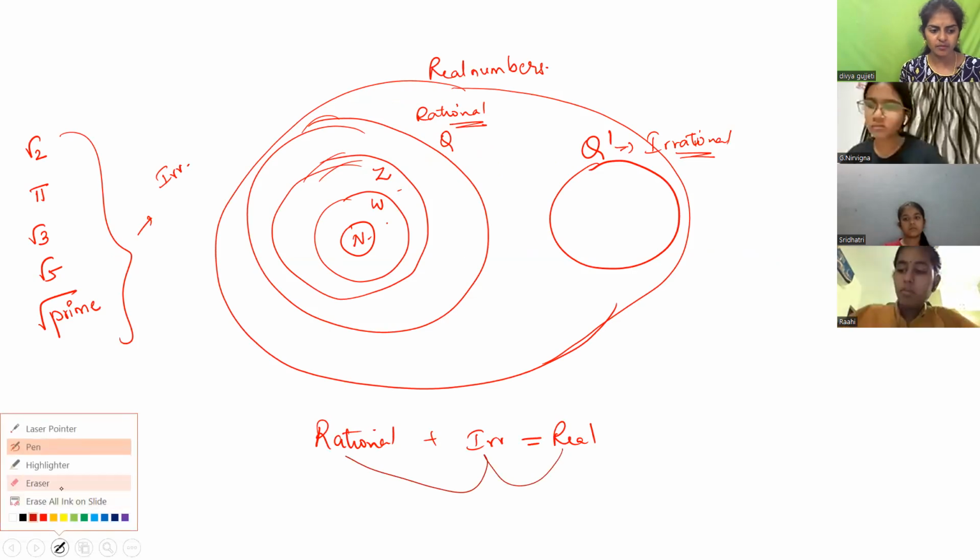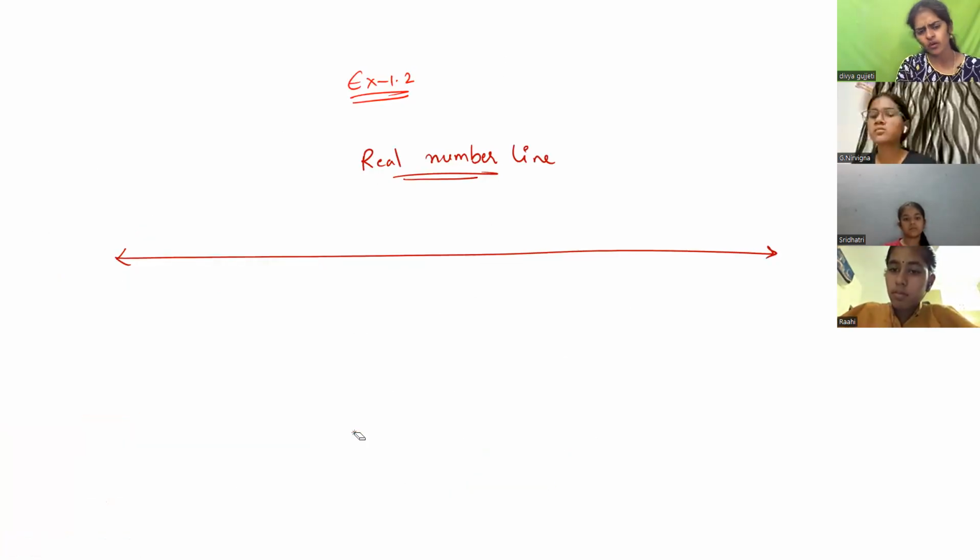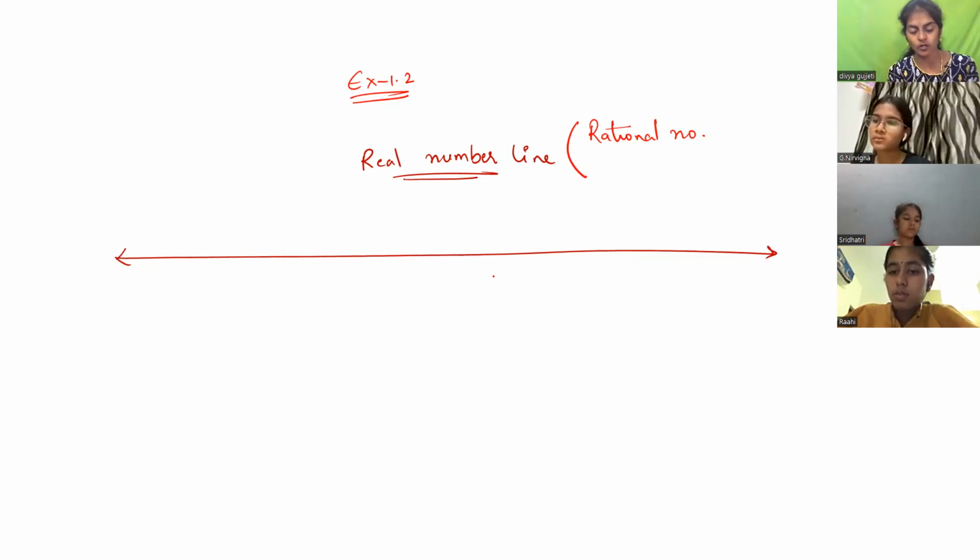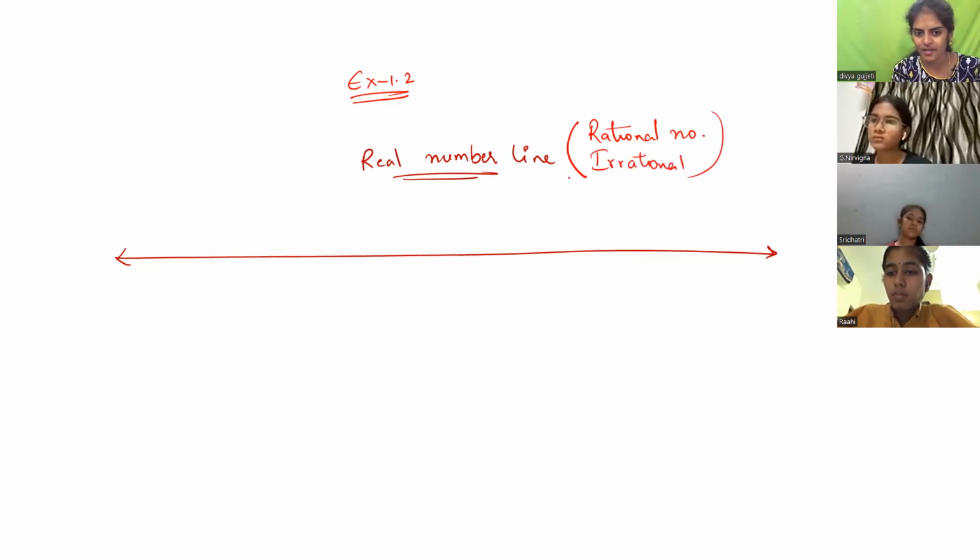So this real number line is a home for both rational and irrational. In simple terms, on this real number line you can locate any rational number, like yesterday in the examples I told you 0, 1, 2, 1 by 2, 1 by 4. Any rational number, infinite rational numbers. Irrational numbers also have a place, right? Because they are also part of the family of real numbers. The real number line has space for both rational and irrational.